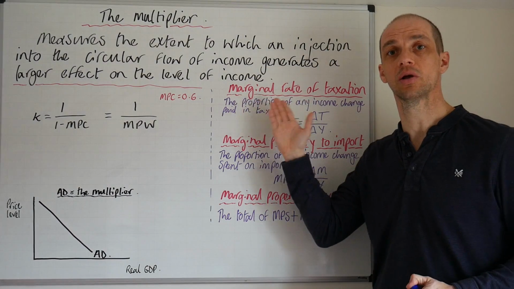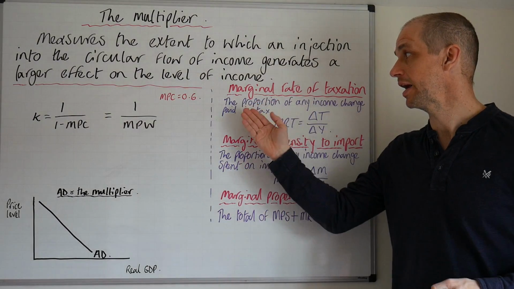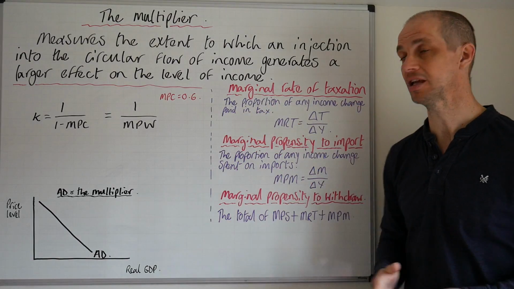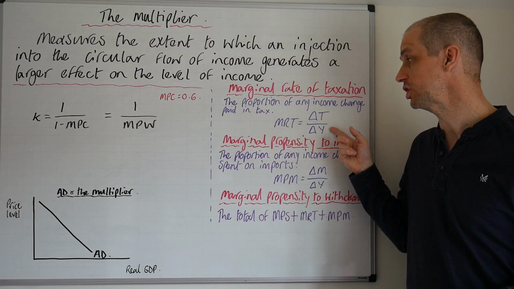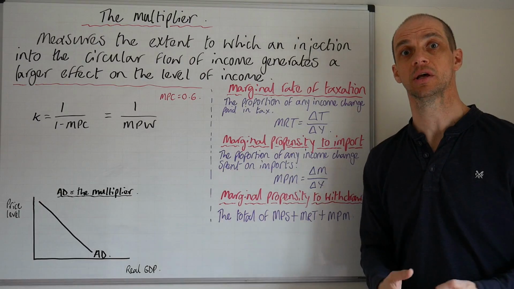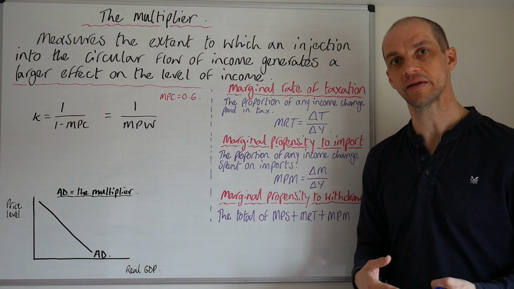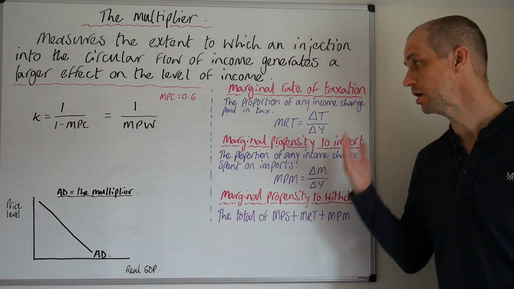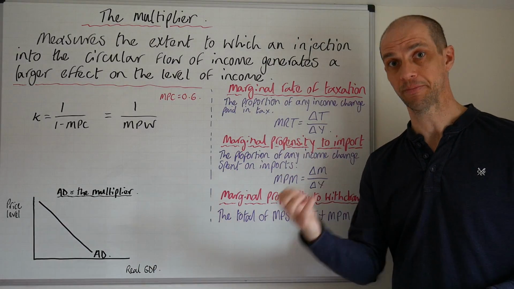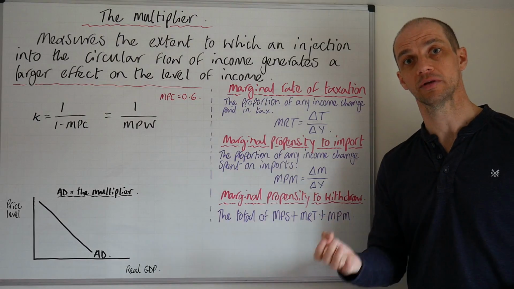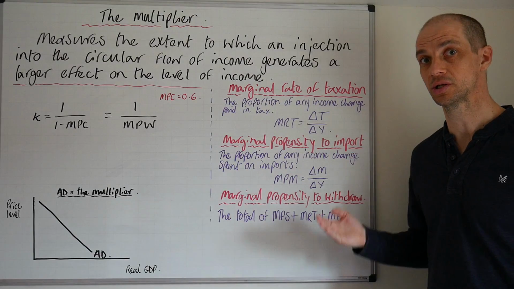So let's take a quick look at the marginal rate of taxation. Now, the marginal rate of taxation is simply the proportion of any income change paid in tax. So if your income changes, how much does tax actually change on that additional income that you have now earned? The marginal rate of tax is an important concept, as we'll see when we look at fiscal policy. But if incomes rise and you're being taxed far more heavily, then of course that can be bad news in terms of the size of the marginal propensity to consume.